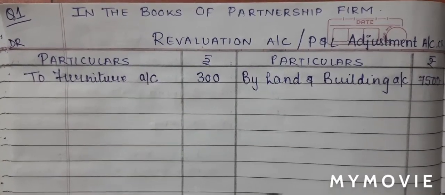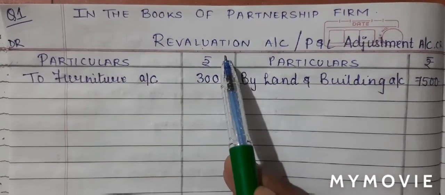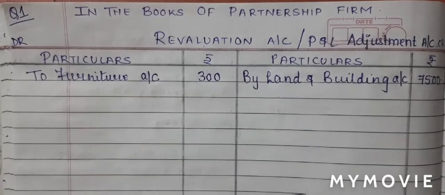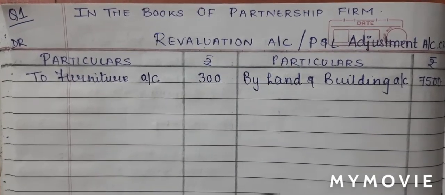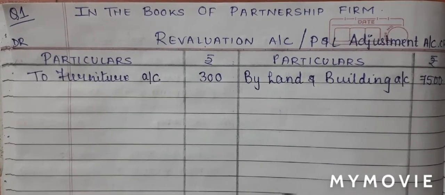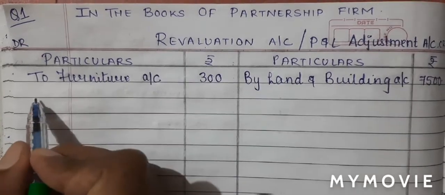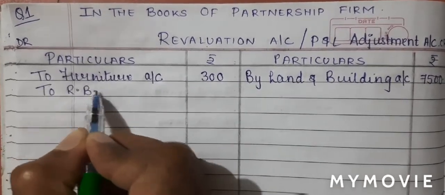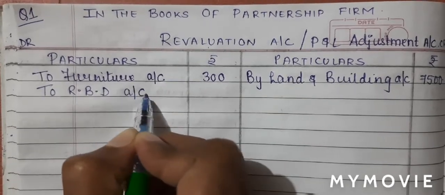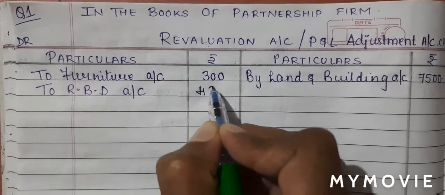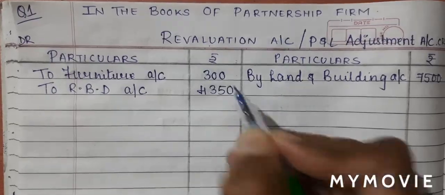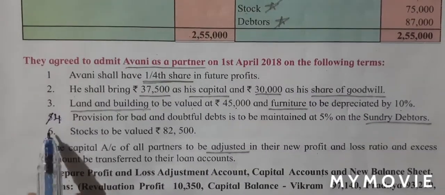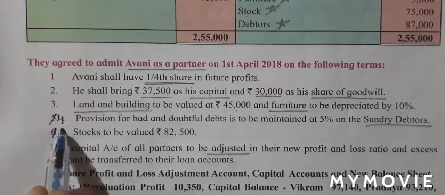Second effect will be in the revaluation account, since the value of my asset has again decreased, which means it is an expense for the business. So on the debit side, I'll write to RBD account 4,350 rupees. Next is adjustment number 5.